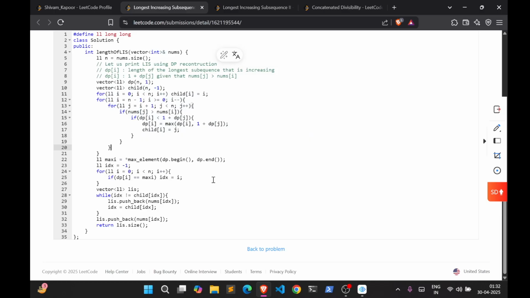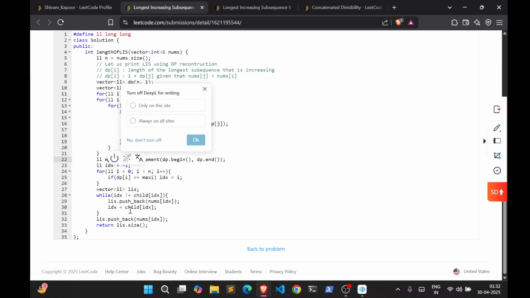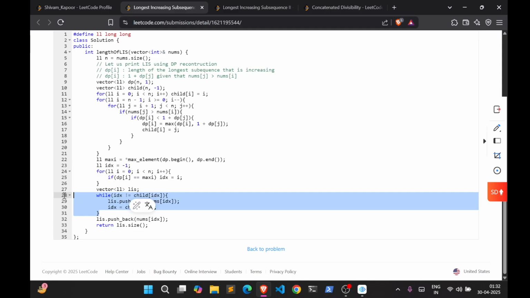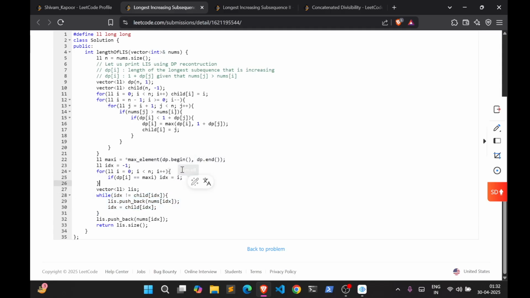Because here, for each particular i, dp of i maintains the length of the longest subsequence that is increasing, starting from that particular i, right? So for each i I maintained its successor, and the successor is basically the child. So I first calculated what my maximum is, then calculated which index it is, so I had my longest increasing subsequence.